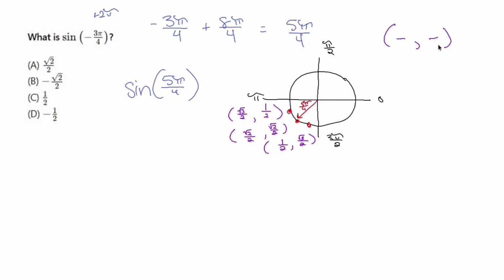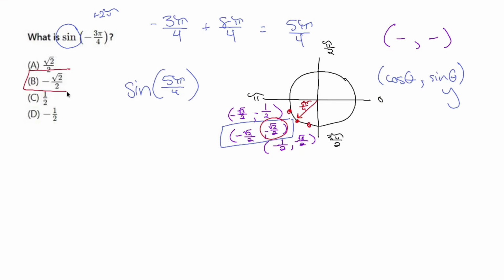This is quadrant 3. Everything in quadrant 3 is double negative, so negative, negative, negative, negative, negative, negative. I care about 5π/4, which is going to be this coordinate right there. I also care about sine. Points on a coordinate plane are given to you as cosine theta, sine theta, so sine is going to be my y value. More specifically, I care about negative root 2 over 2. Which means at the end of the day, sine of 5π/4 is going to be negative root 2 over 2.